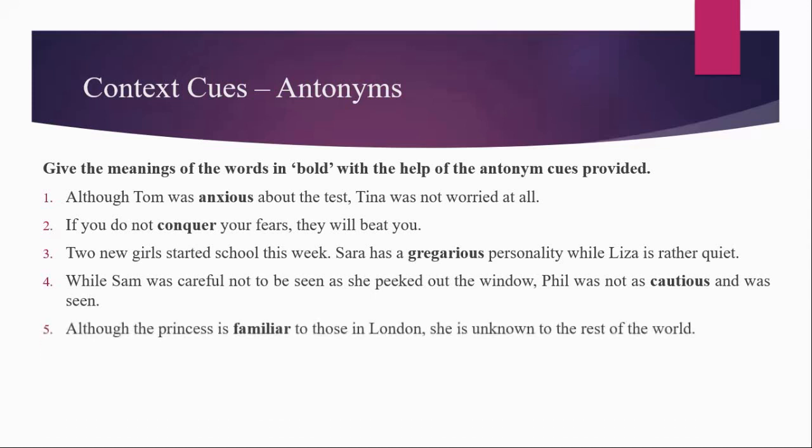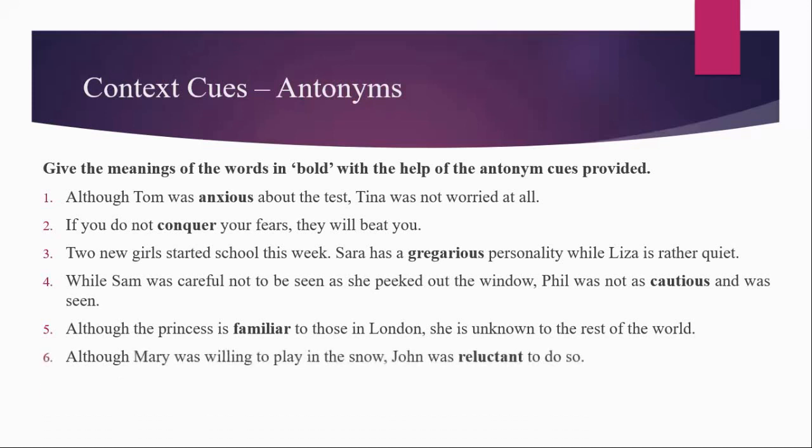Although the princess is familiar to those in London, she is unknown to the rest of the world. Now, although the princess is familiar to those in London, this is a dependent clause, and although shows that the next clause will have somewhat the opposite sense to this clause. She is unknown to the rest of the world. So, by looking at the antonym cue, you can easily find out the meaning of familiar.